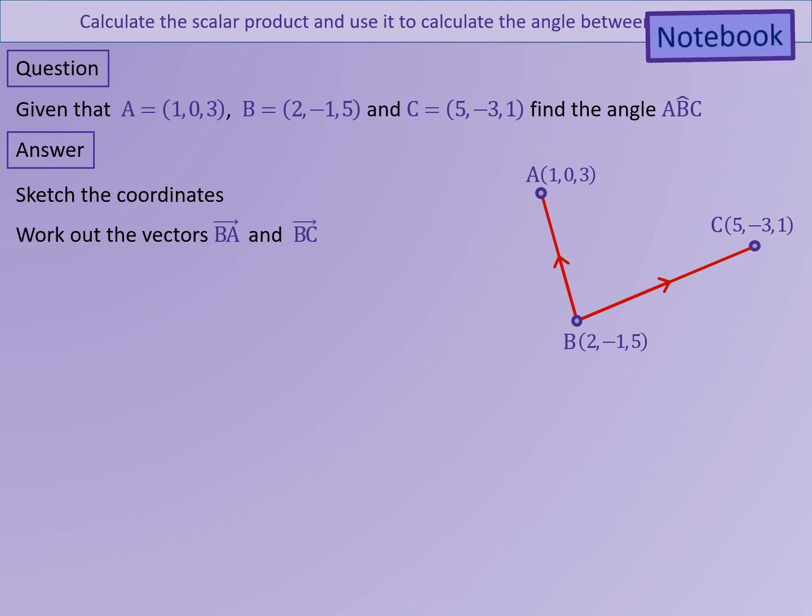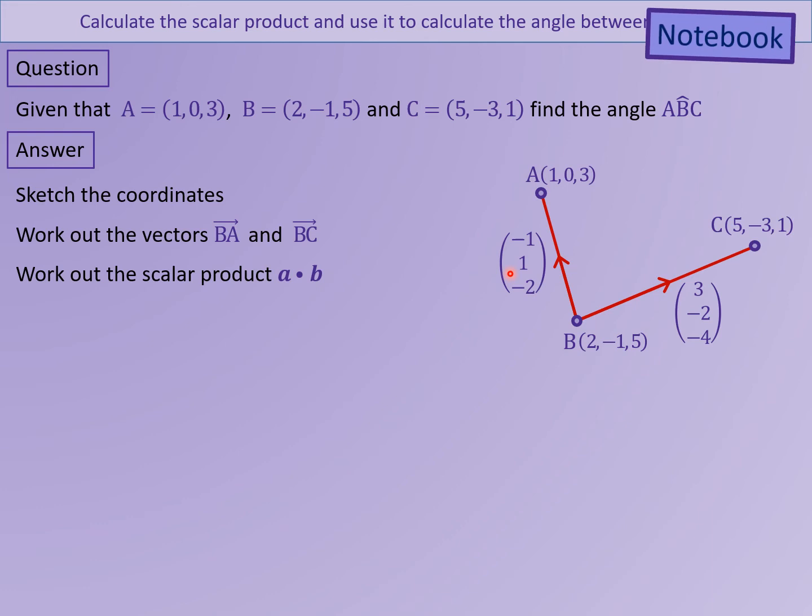BA is found by doing OA minus OB. And BC is found using OC minus OB. So we've now got those two vectors there. Remember that the coordinates of a point are also its position vectors. So that's how we calculated OA minus OB and OC minus OB.